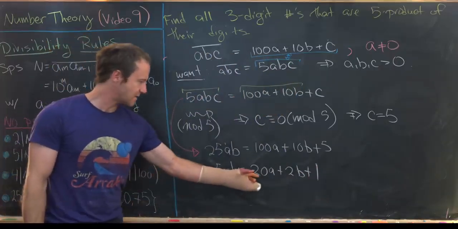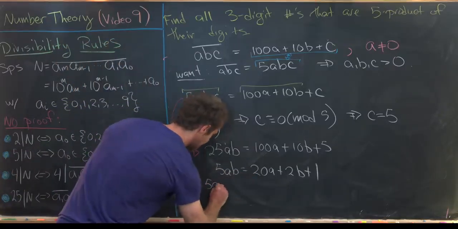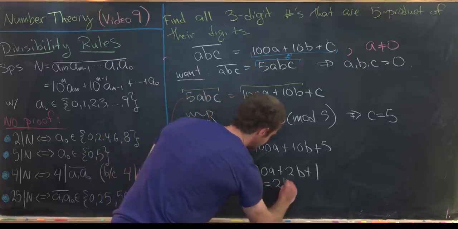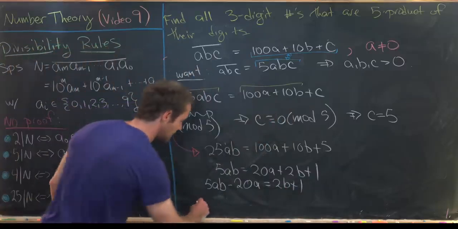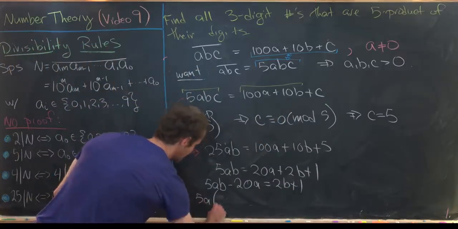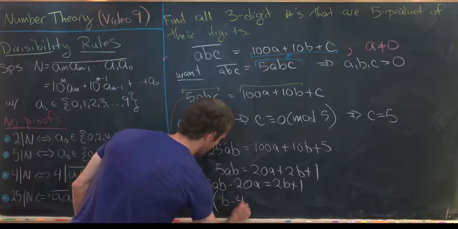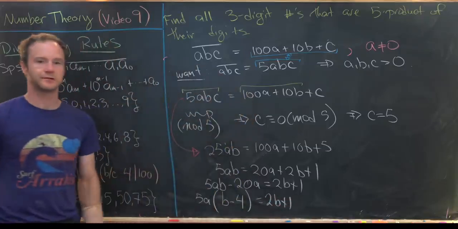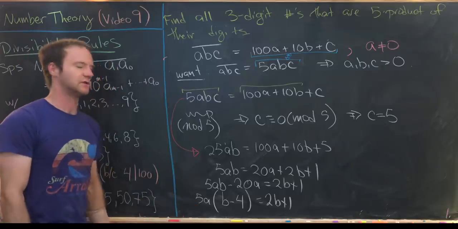Okay, so next let's maybe move this 20A to the other side of the equation. That gives us 5AB minus 20A is equal to 2B plus 1. In other words, we have 5A times the quantity B minus 4 is equal to 2B plus 1. But now let's notice that the left-hand side is a multiple of 5.